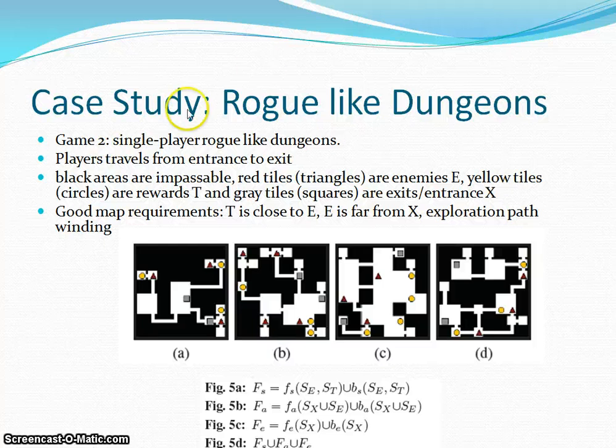So let's see, figure 8 just uses FS, which means the enemy and the treasure are close enough, but no others. The second one uses FA, meaning the entrance and the exit are far from the enemies. The third one uses FE, meaning the exploration path is winding, and the last one uses all. And the figures are just perfect to show that.